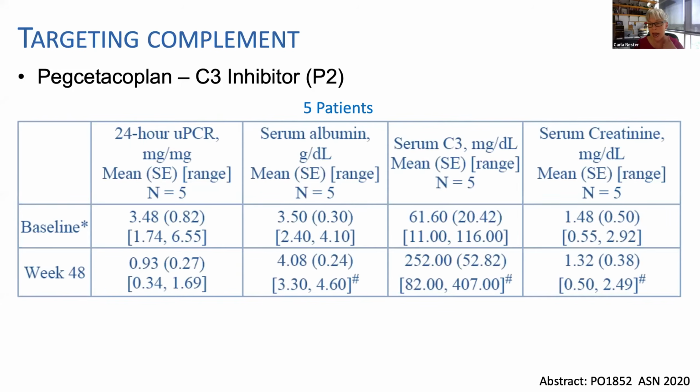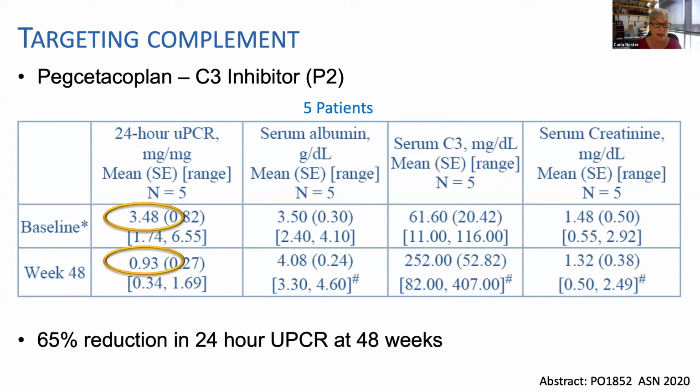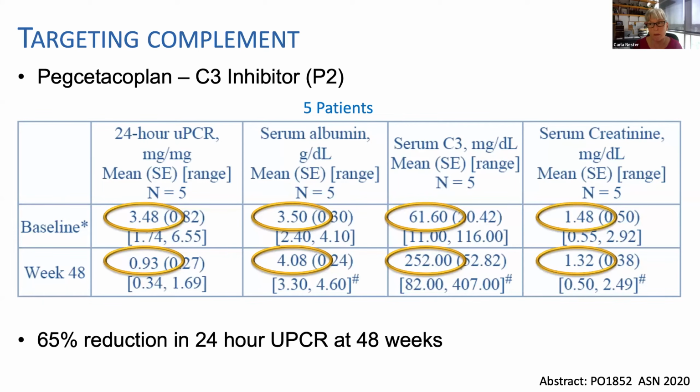So what about targeting? I'm really only going to present two very quick slides, and they actually are abstracts, because again, we have very little publication data on this. One is an abstract that was brought to ISN, and this is on a C3 inhibitor, I cannot pronounce it. It was a phase 2, and what you'll see in this study is that there was a 65% reduction in 24-hour urine protein for this group. Stabilization of the albumin. There was an improvement in the C3, and there was stabilization, possibly even improvement, in the serum creatinine.